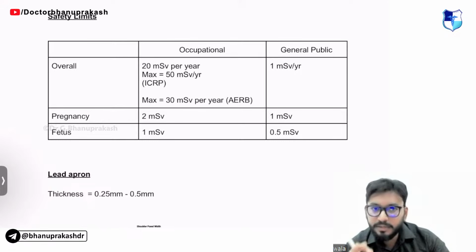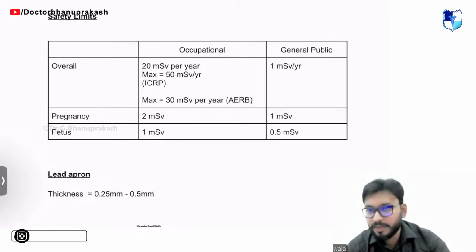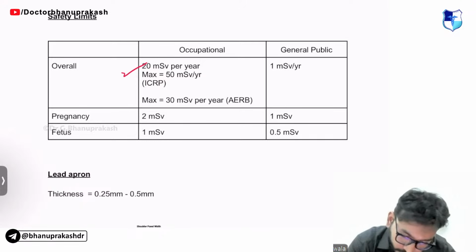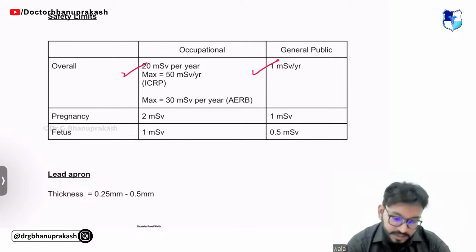In pregnancy, occupational is 2, general public is 1. Fetus occupational is 1, general public is half. So what is the most important one here? This is the most important: the general public overall exposure has to be less than 1 millisievert per year. This is the most important one.